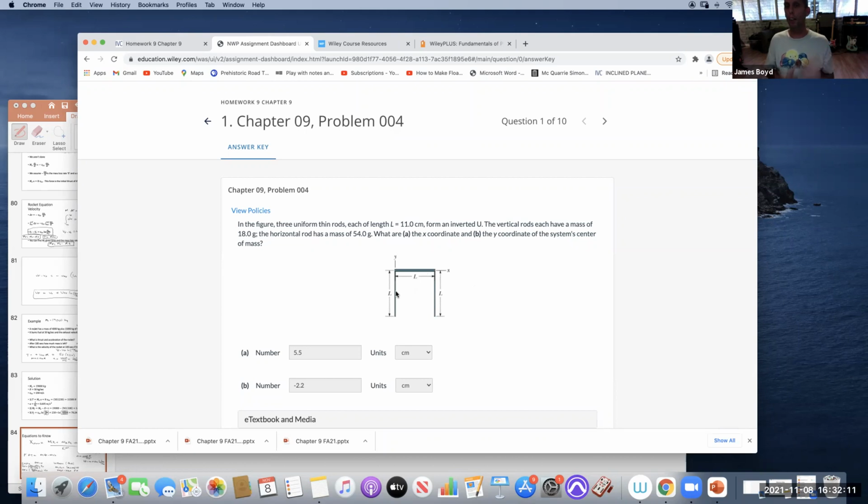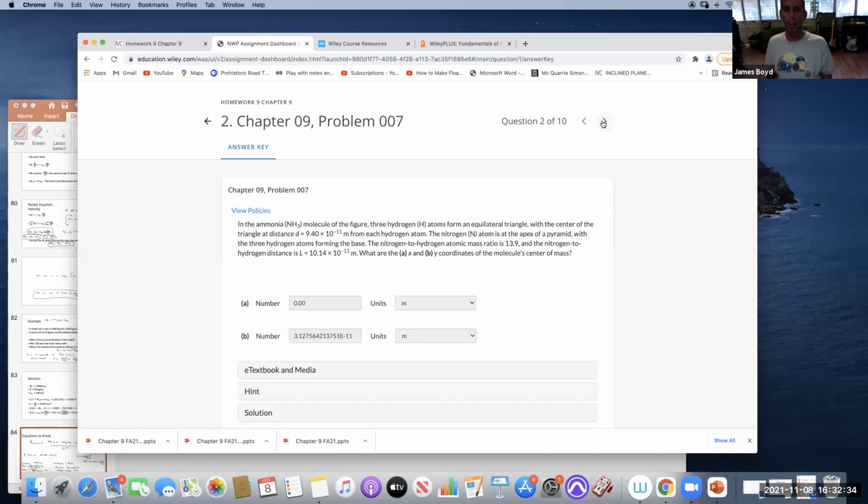You're going to have to use that y center of mass is equal to the right y, left y, and center y, the horizontal y, which is also 0. So you just need to figure out where the y is when you divide by the mass. The x coordinate is going to be in the center. You can see that from symmetry. Okay, that one's not too bad.